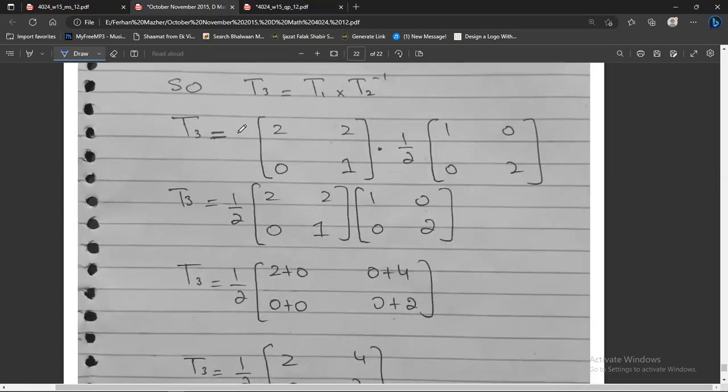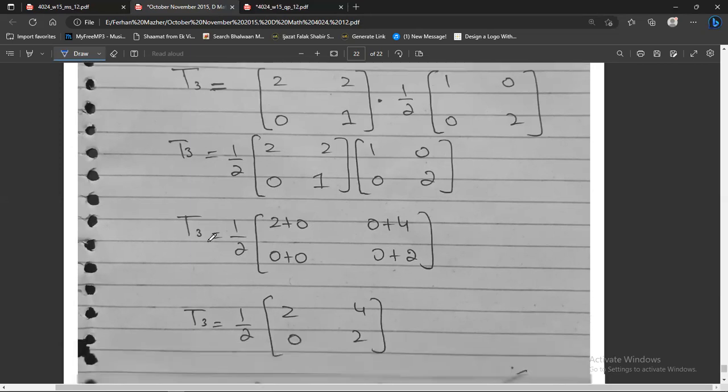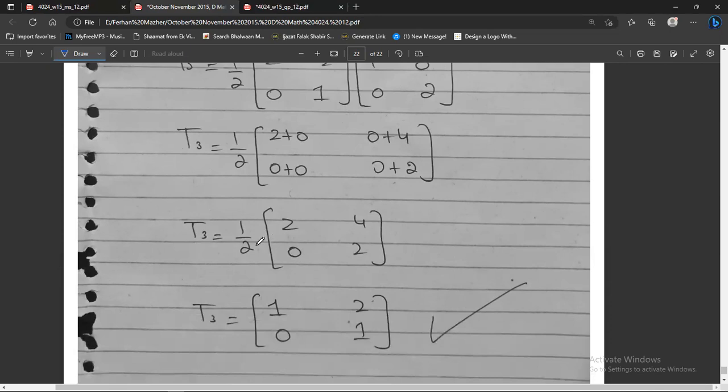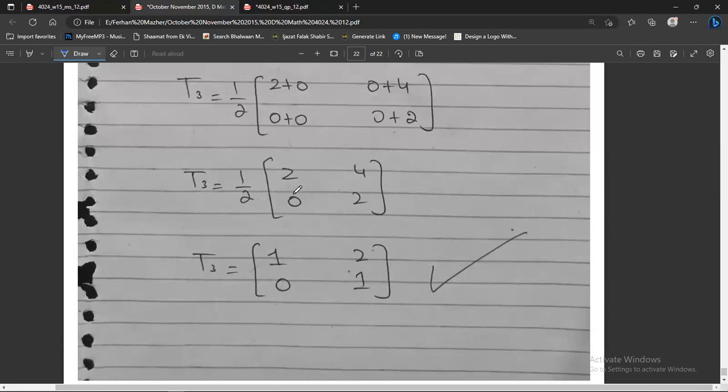So I have here T3 equal to 2, 2, 0, 1, and the T2 inverse is 1 by 2 into 1, 0, 0, 2. I will write this 1 by 2 here. From here I will take the rows, from here I will take the columns, and I multiply the row with the column. When I do this, you get 2 plus 0, 0 plus 4, 0 plus 0, 0 plus 2. So you got 1 by 2 into 2, 4, 0, 2. So 1 by 2 will divide all of them, and you get 1, 2, 0, 1.